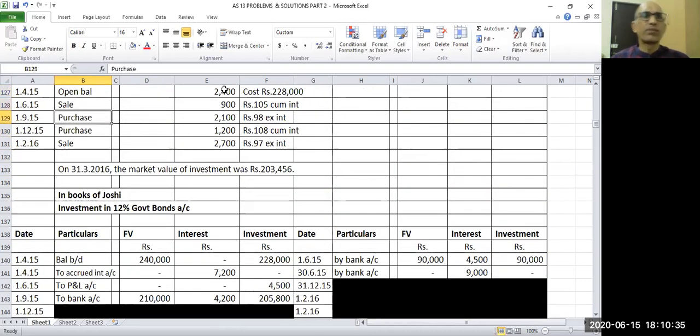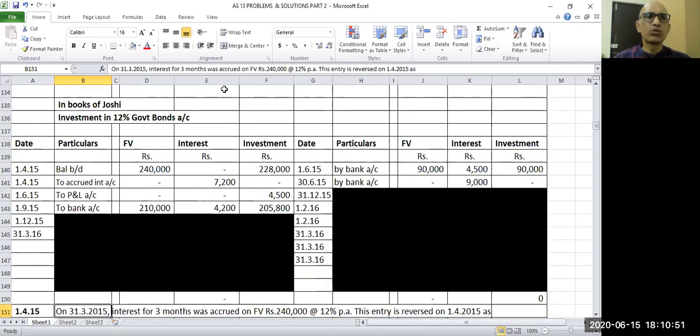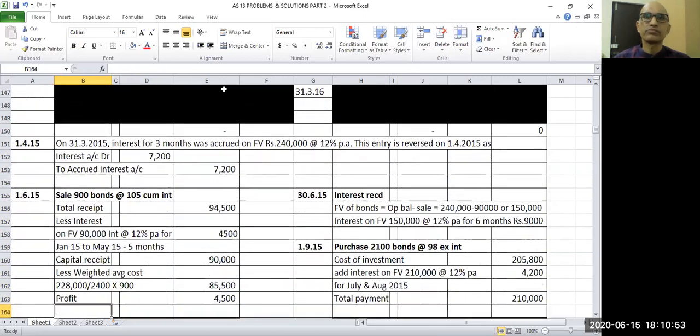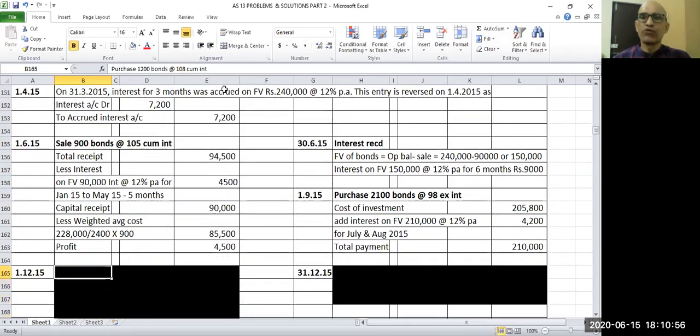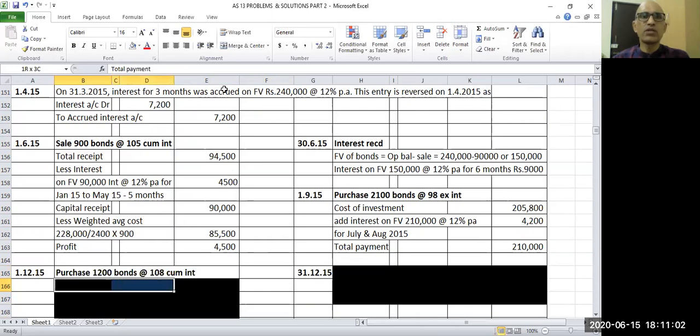After 1st September, on 1st December, there is a purchase of 1,200 bonds, but this time it is a cum-interest price. So 108 rupees cum-interest price. We have to remove the interest from that and find out the cost of investments. So let us see the working note on 1st of December 2015. On 1st December, purchase of 1,200 bonds at 108 rupees cum-interest.